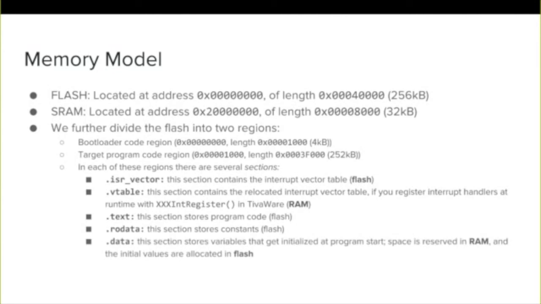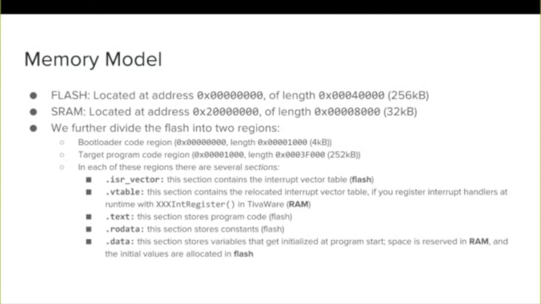Then we have data. Data is your variables that get initialized at program start. So if you do int foo equals 5, notice the difference between const int foo equals 5 and int foo equals 5. If it's const int foo, it can go into rodata. But if it's int foo equals 5, it can be modified at runtime, and so it has to go into RAM. That would go into data because we gave it an initializer. We said it's equal to 5 at the start of the program. And this is important.